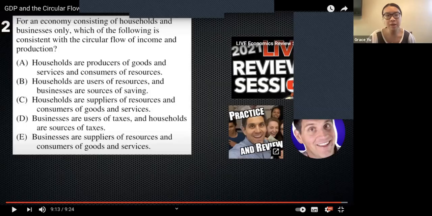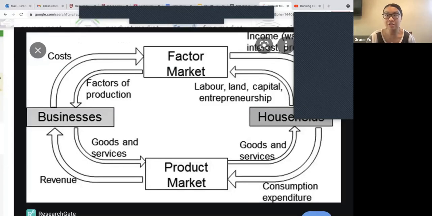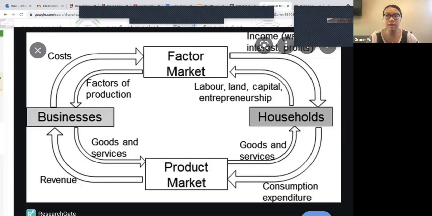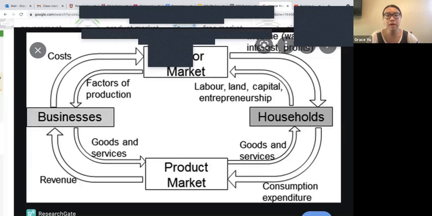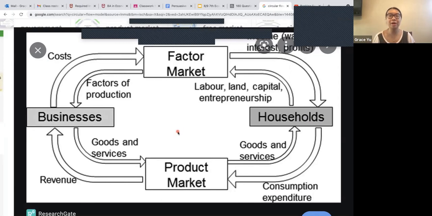Okay, so this is what I wanted to show you in regards to the circular flow model. And let me get out my little pointer. And so what the circular flow model is essentially talking about is how the flow of goods and services goes, and on the other hand, how money goes.